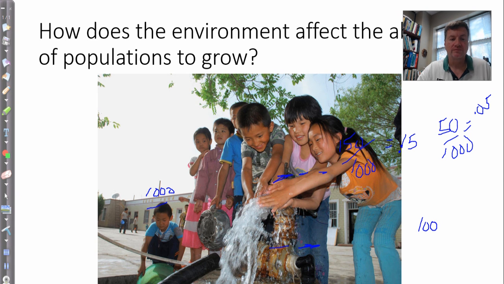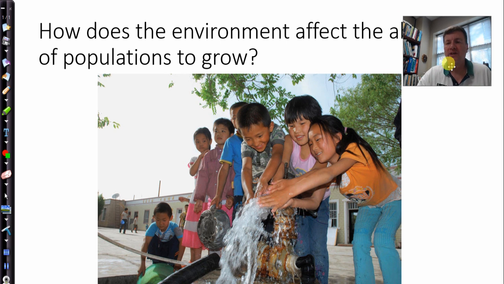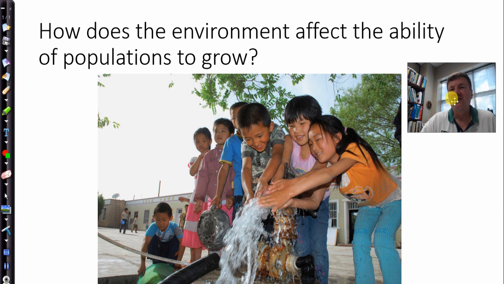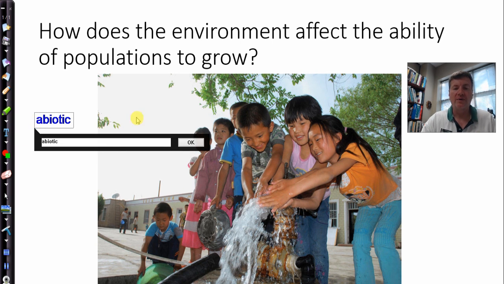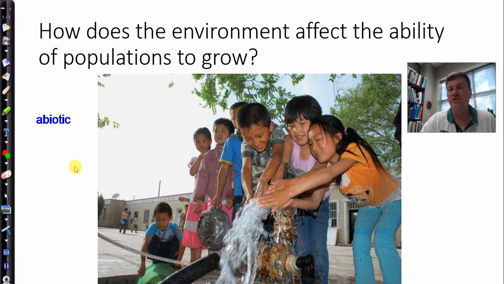And finally, let me erase stuff here. How does the environment affect the ability of a population to grow? How does the environment, the amount of water in this case, or food, affect the population? I think you know the answer to that. Obviously, it's going to have a major effect on population growth, and we'll look at that in class. When we talk about the abiotic factors like temperature and water and nutrients and food and other resources that populations rely on, the population is going to be largely dependent upon its resources. So we'll look at that next time.